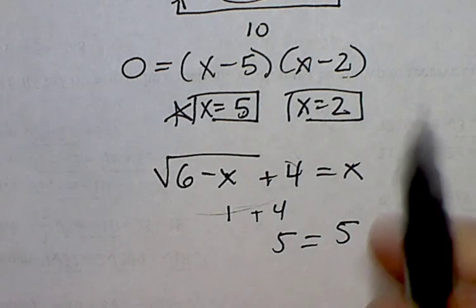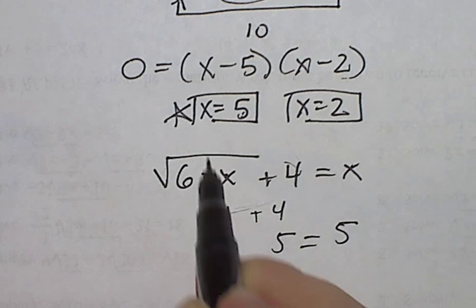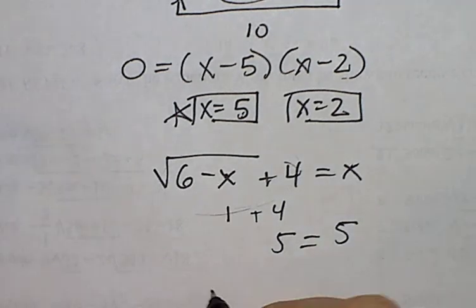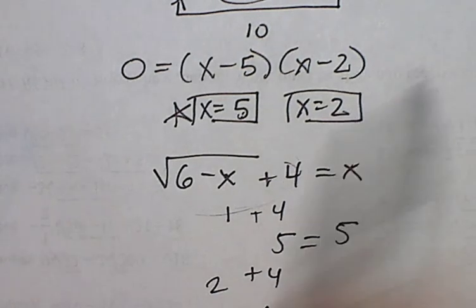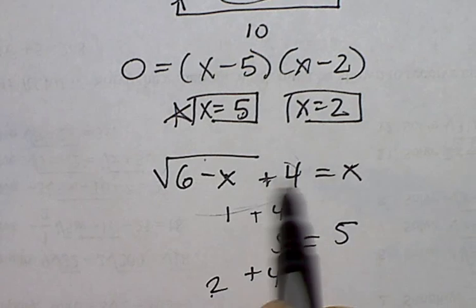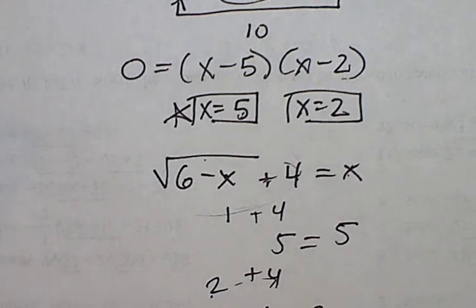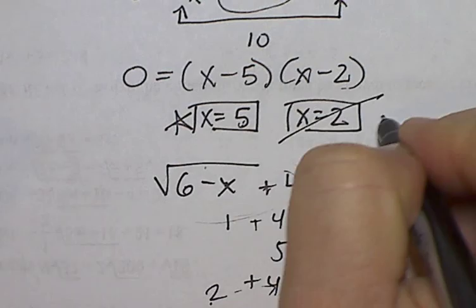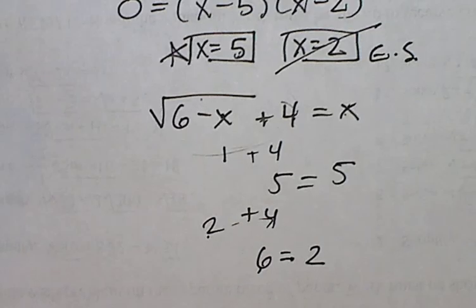I'm going to plug in 2. 6 subtract 2 is 4. The square root of 4 is 2. 2 plus 4 is 6. But then, I want to make sure I did that right. 6 minus 2 is 4. Square root of 4 is 2. 2 plus 4 is 6. And then I plug in 2 over here. It doesn't work for me. You guys get the same answer? Yeah. Okay, cross out. Extraneous solution. A little bit easier than the last one, right? Okay, let's go on to this one.